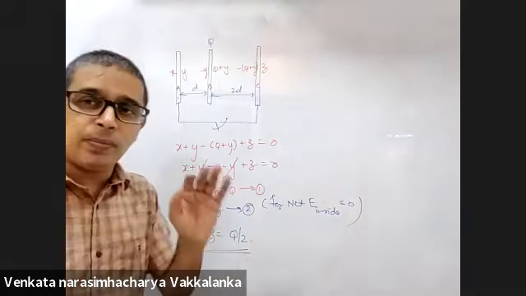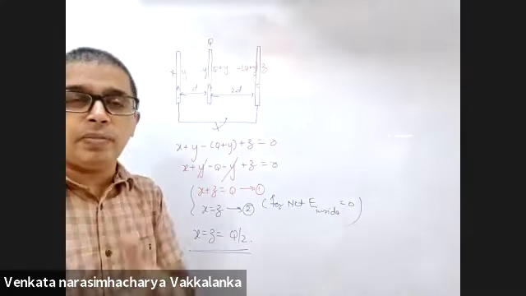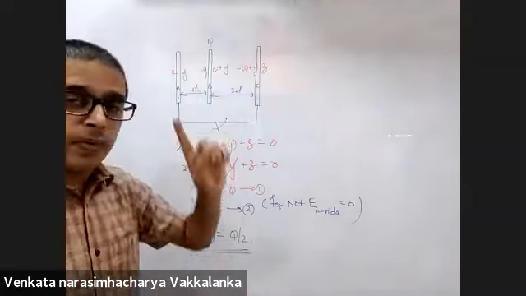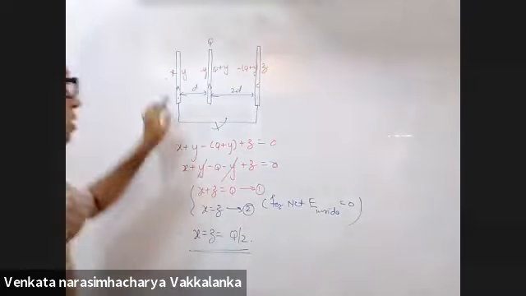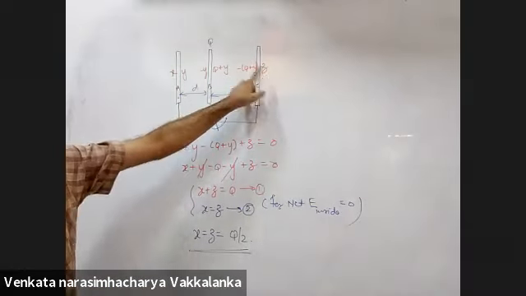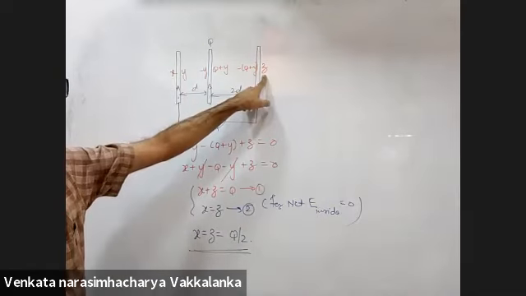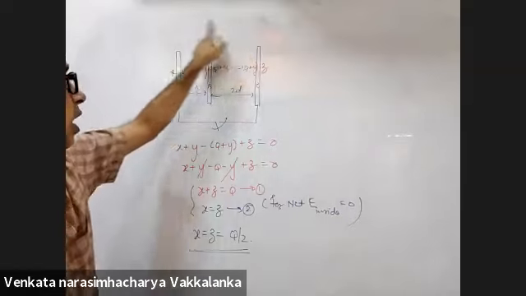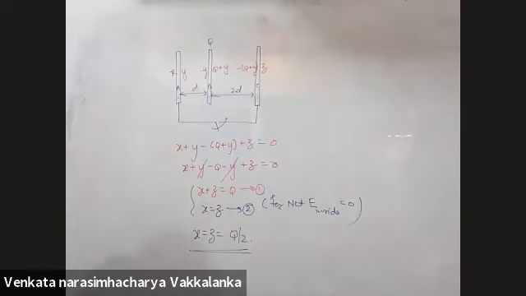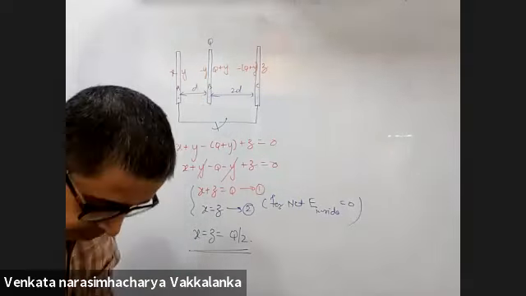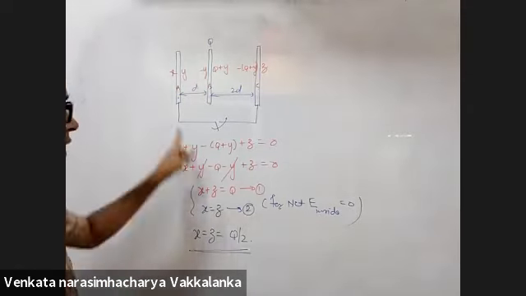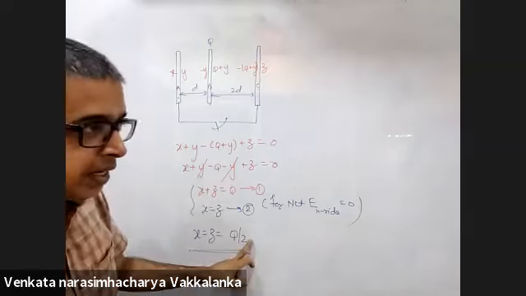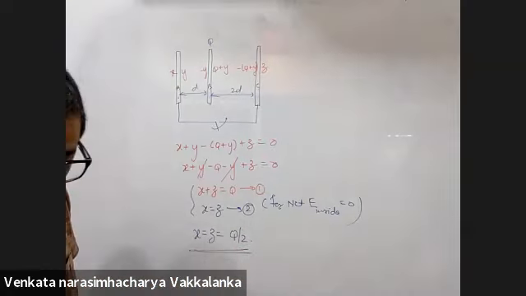If none of the plates are grounded, for once I'll repeat this statement, don't mess up with it. If none of the plates are grounded, charge on the outermost surfaces of the outermost plates will be equal to half the total charge on all the plates put together. Is this statement clear? Here none of the plates are grounded, so I pretty well knew that x and z will be q by 2, but I solved it right from scratch.